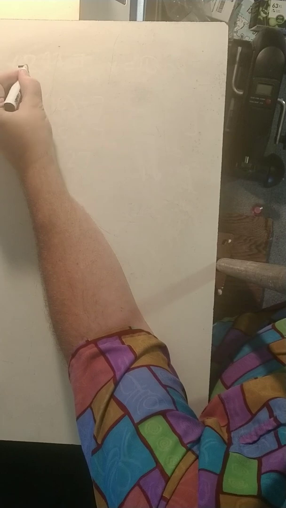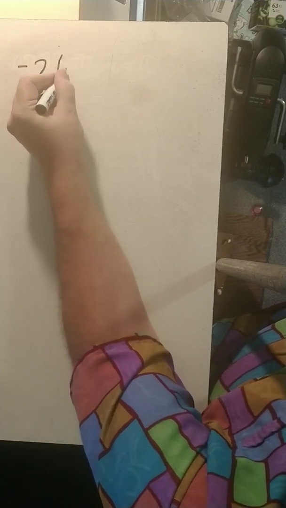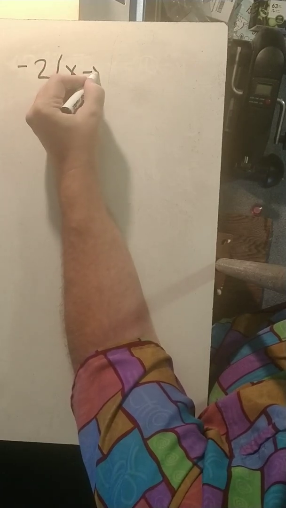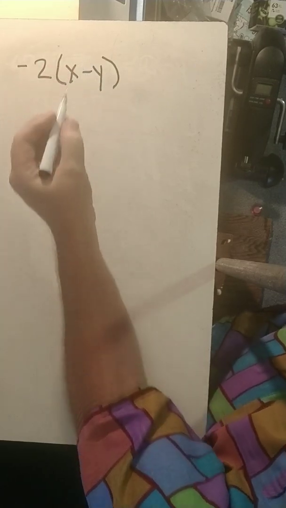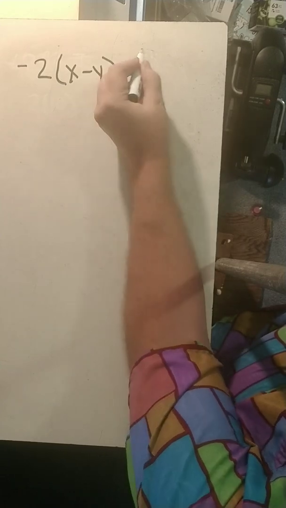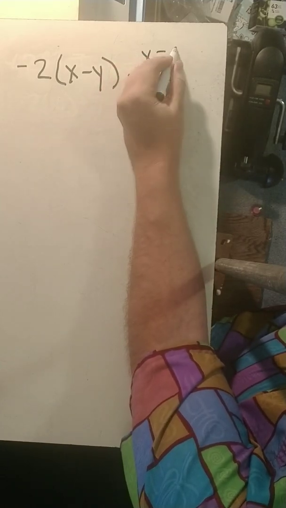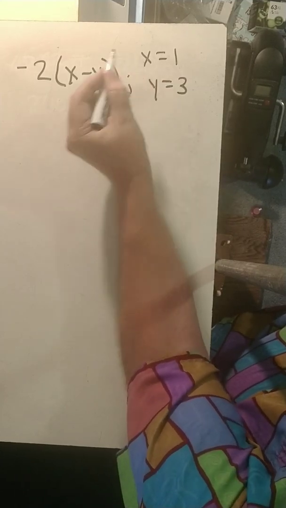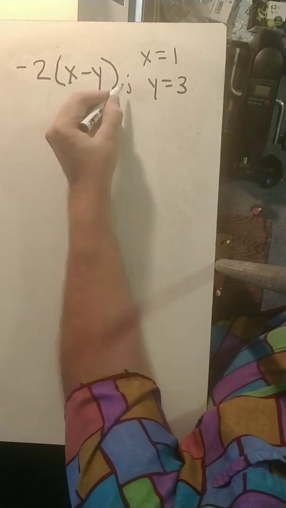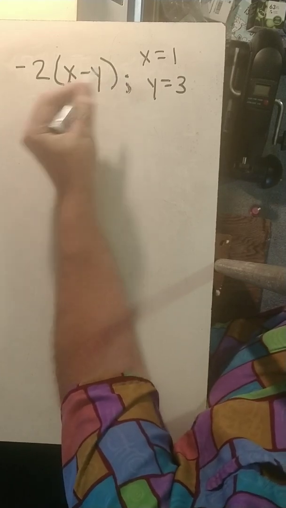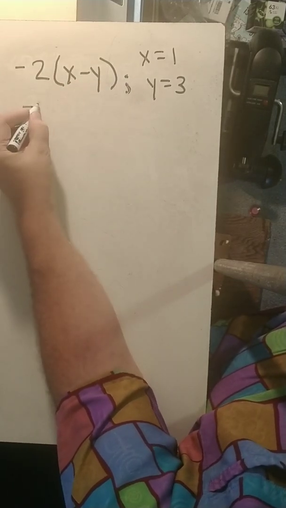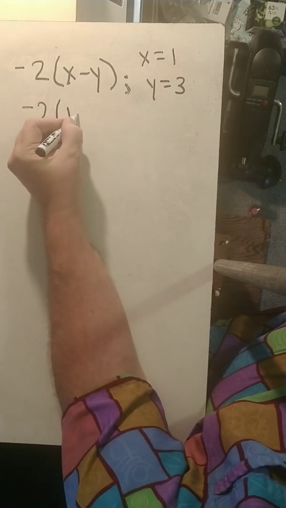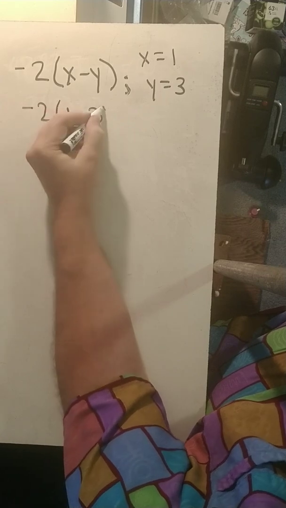Next problem gives us a negative 2x. A negative 2 times x minus y in parentheses. And they want us to evaluate this when x is 1 and y equals 3. So, and that's a semicolon, not the best looking. All right, so we substitute the 1 in for the x, the 3 in for the y.